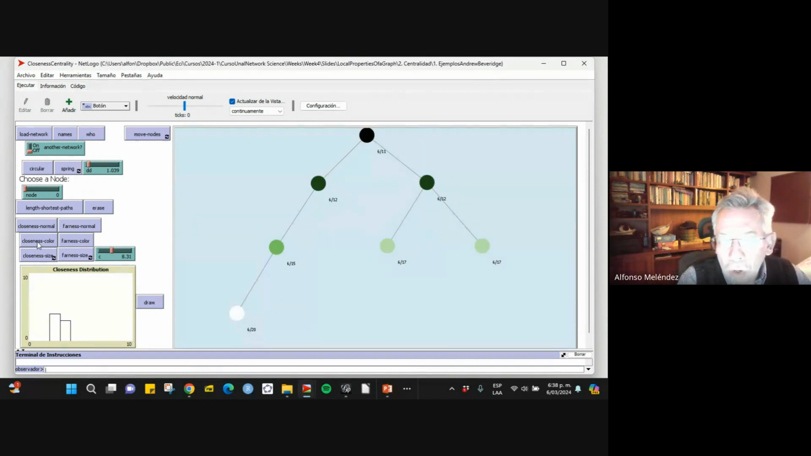Also, we can do it by color. This is the node with the best closeness centrality. And look, this is the node that is far from the rest of the nodes. And you can see also by color, this is the most central. This is not so central in terms of closeness, okay?